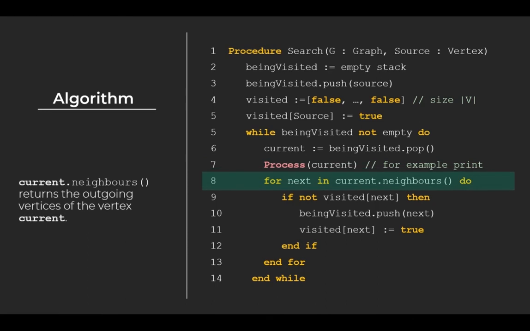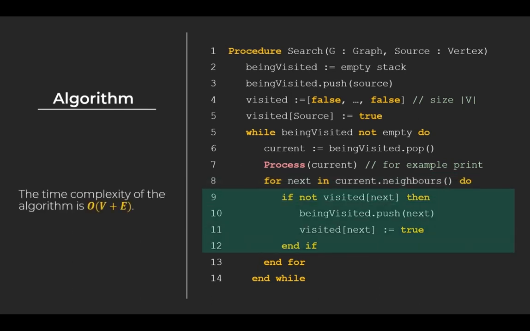Once processed, we look at all its neighbors one by one. If a neighbor has already been visited, that is, it is in the stack or we have processed all its neighbors, then ignore it. Otherwise, add the neighbor to the stack and label it as visited. The time complexity of this algorithm is the same as the one using recursion. That is, big O of V plus E, where V is the number of vertices and E is the number of edges. Again, using an adjacency list representation on a sparse graph would result in a better performance than using an adjacency matrix.